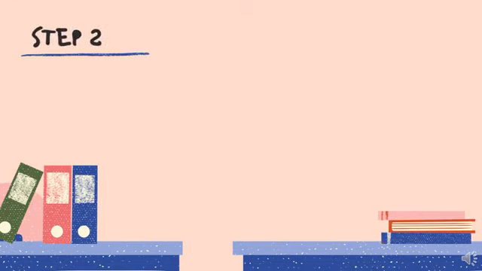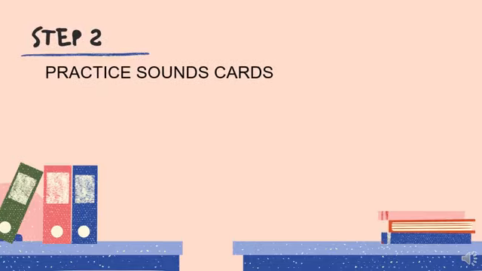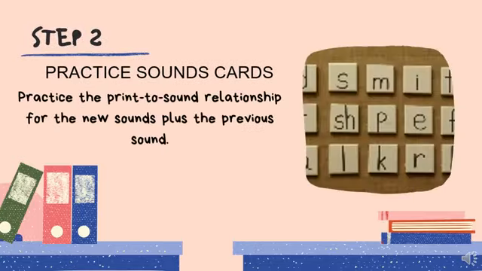Step number 2. Practice sound cards. Practice the print to sound relationship for the new sounds plus the previous sounds. Previously, we introduced S and H sound, which is sh. And now, let's try to introduce new sounds. The sound of A and P. P, P. Sh, sh, A, P. As in shop. It links the visual image of the print to the oral and auditory processes of saying and hearing the correct sounds.